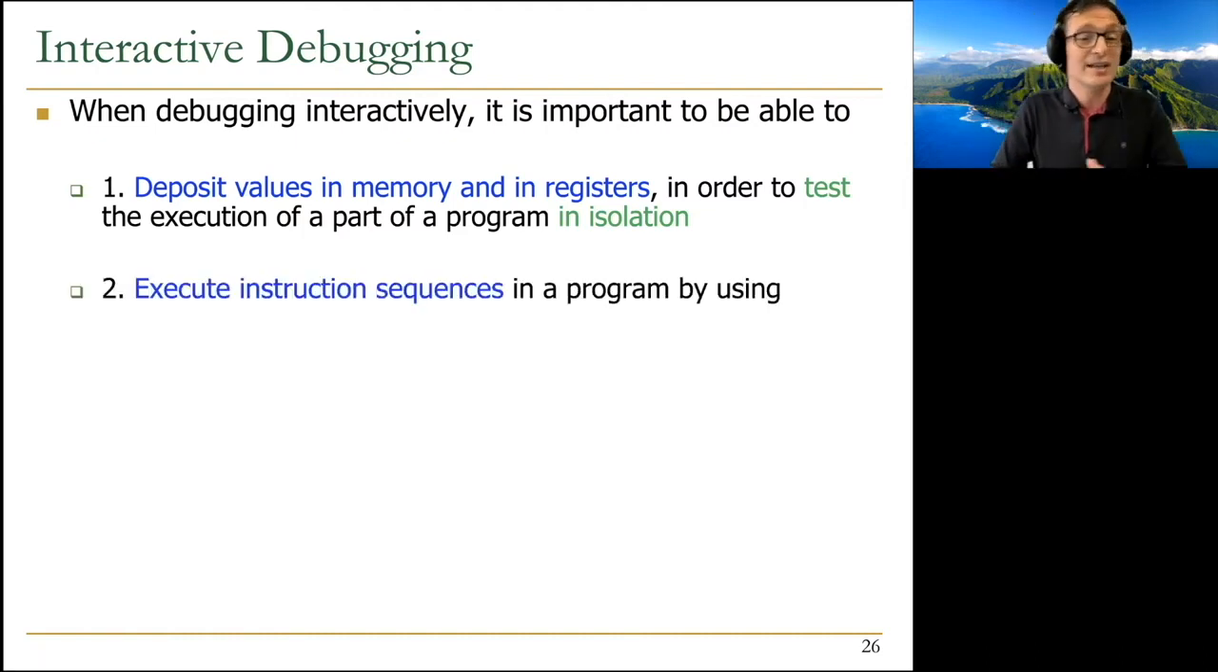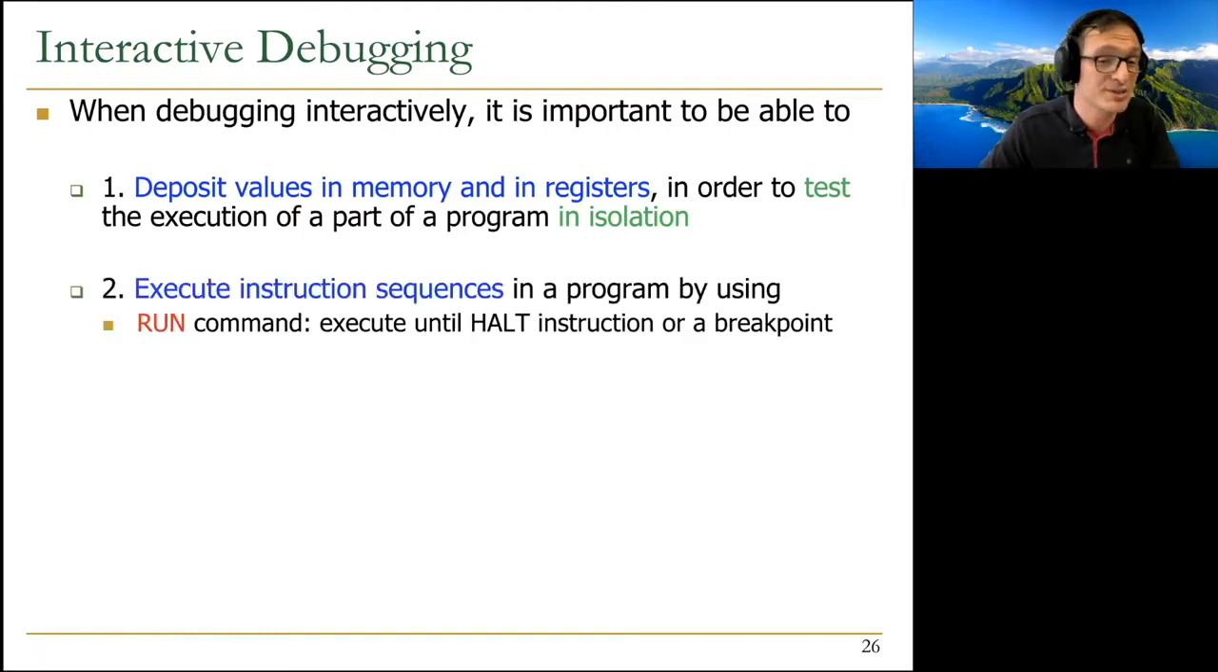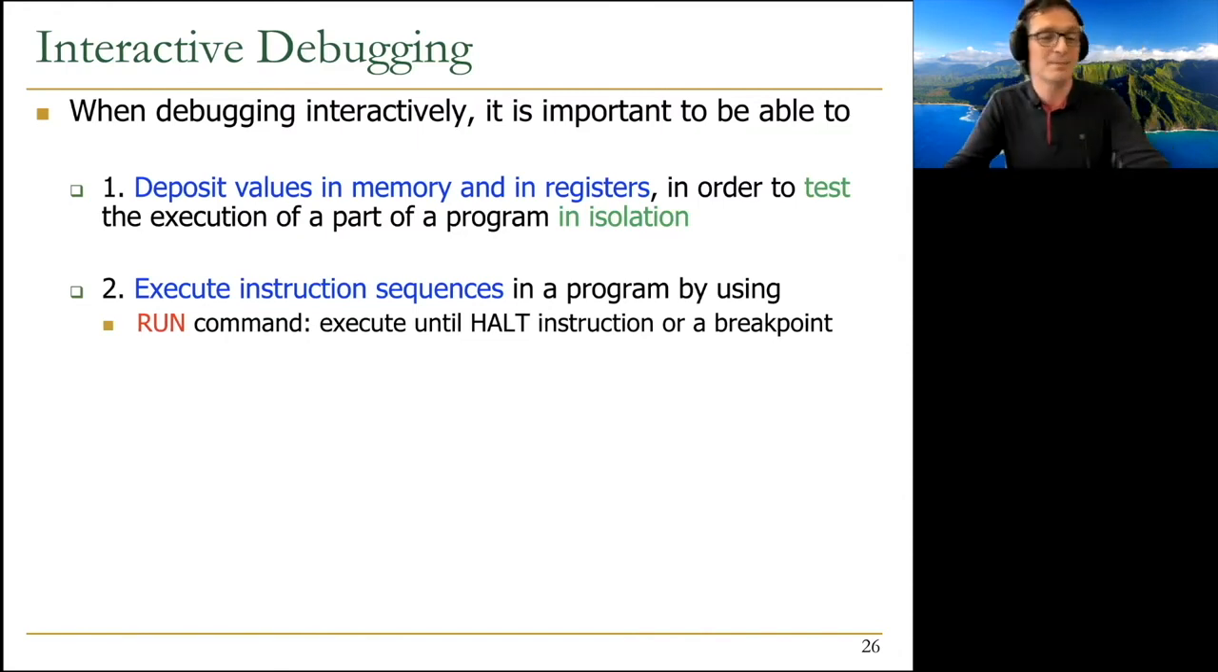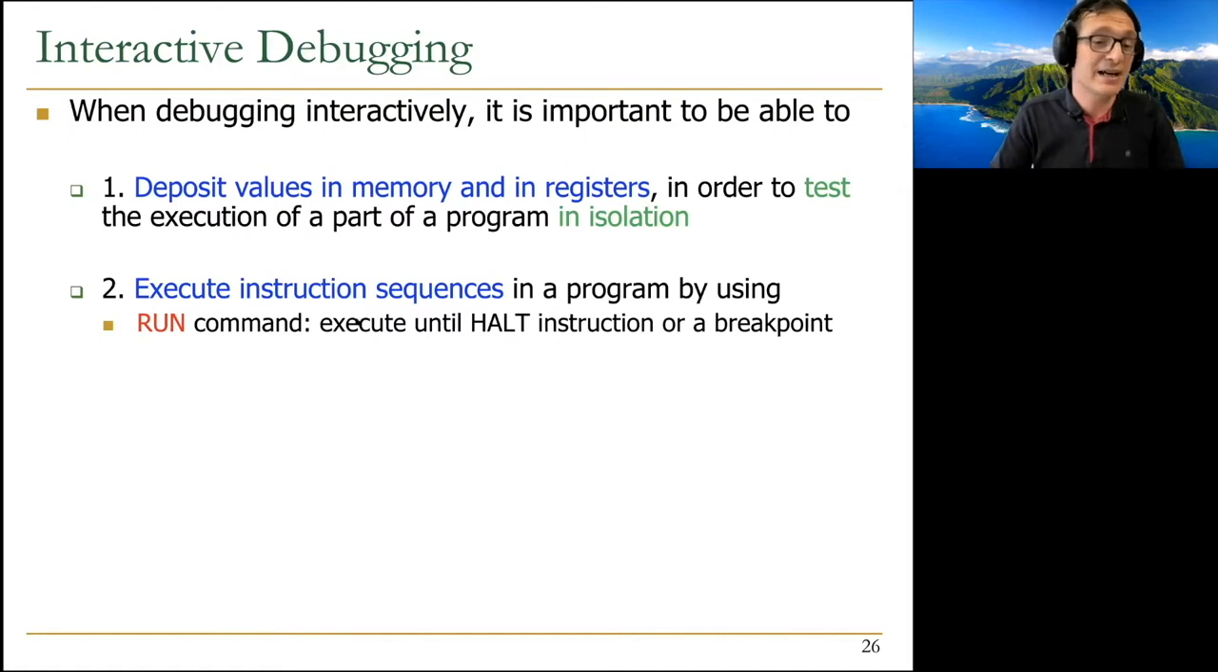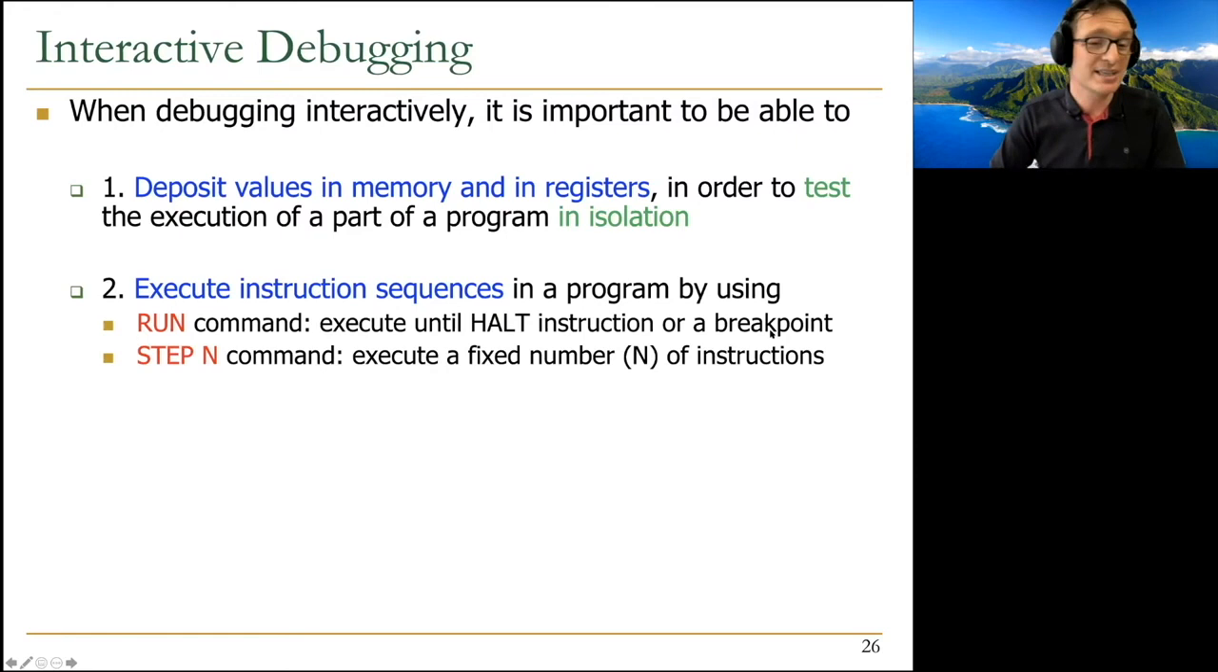right? Execute an instruction sequence in a program by using the run command. So if you have a debugger that supports this, you can run instruction by instruction, right? And a run command executes until a halt instruction or until a breakpoint. So with the step n command, you can execute a fixed number of instructions. You could step 1, for example, and execute every instruction one by one, examine the results and see if what you expect is in the registers and memory.